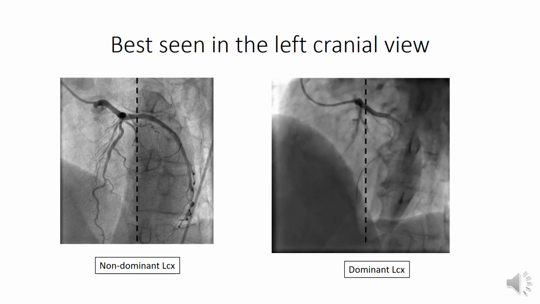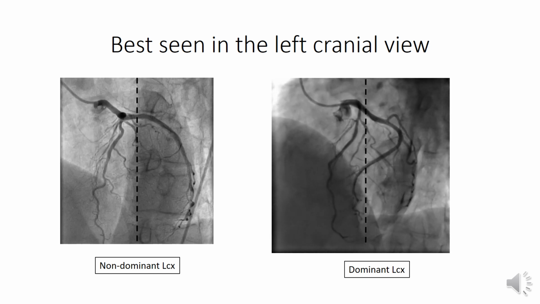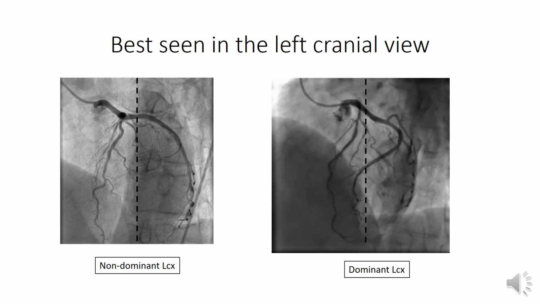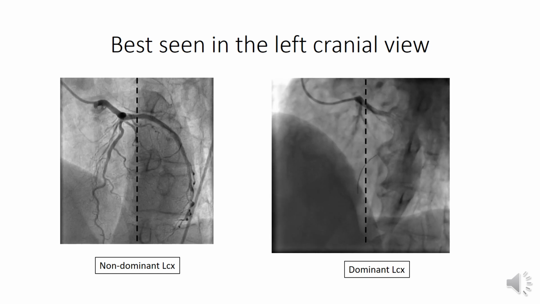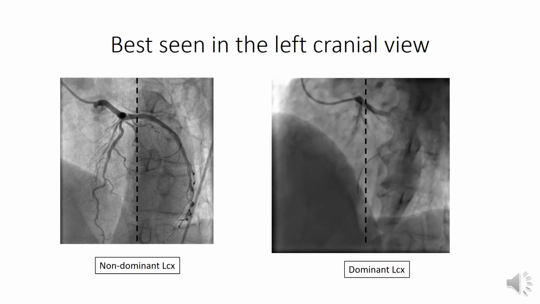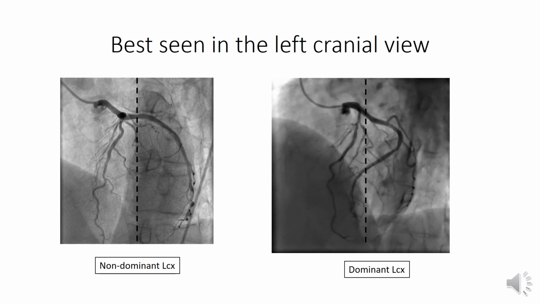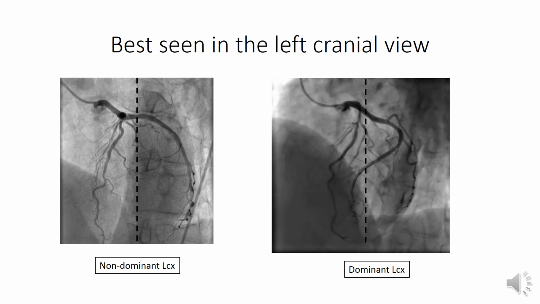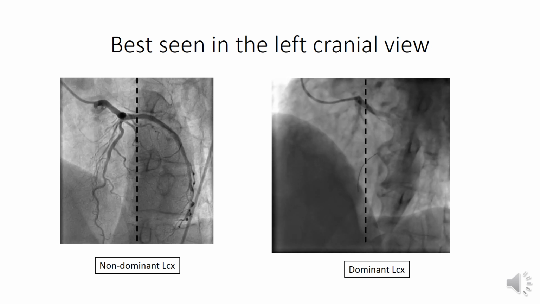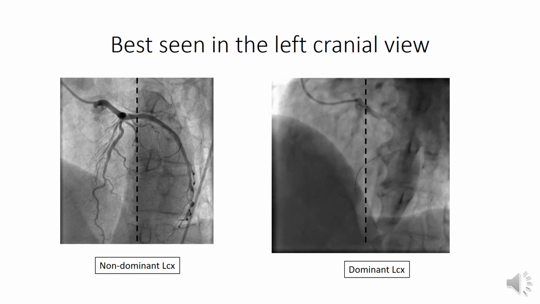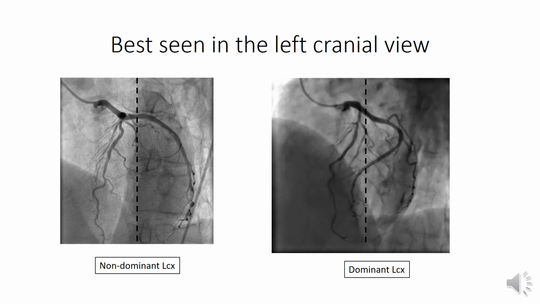We can see this branch that crosses the midline and descends in the posterior interventricular groove. So simply, when we take this view from the left system and see this situation, as in this case where we see the posterior descending artery arising from the circumflex, we can call it dominant left circulation or dominant circumflex.